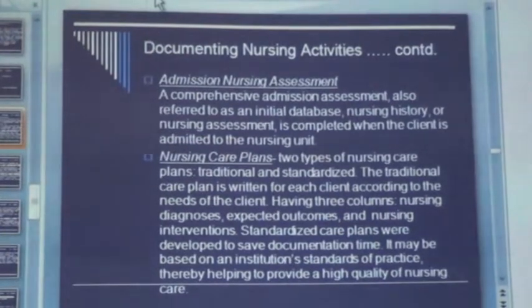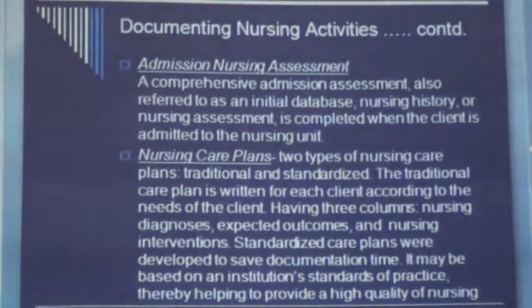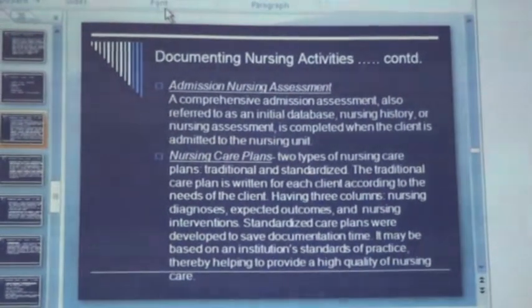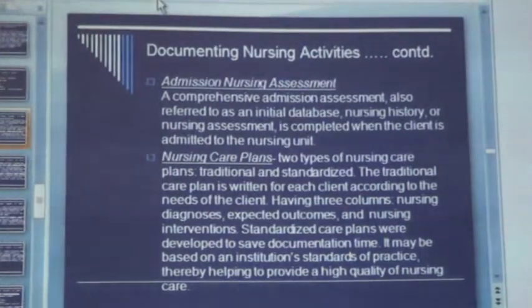Next is the nursing care plan. Two types of nursing care plans are usually written, traditional or standardized. The traditional care plan is written for each client according to the needs of the client, and the standardized care plan is developed to save documentation time. It may be based on the institutional standard practice, thereby helping to provide a high quality of nursing care.